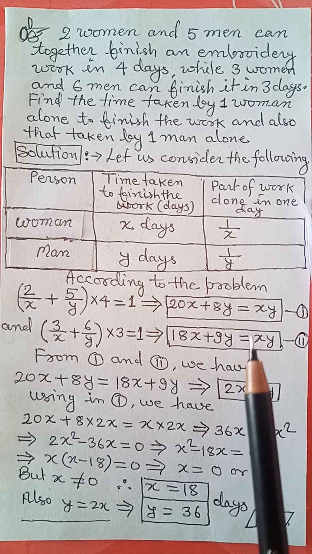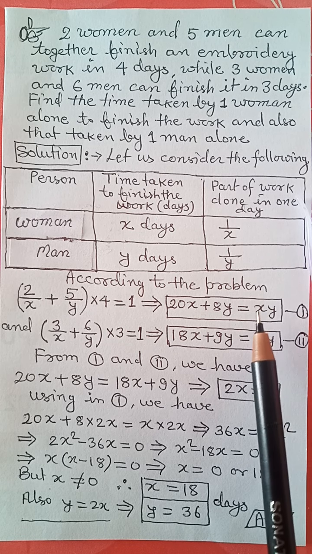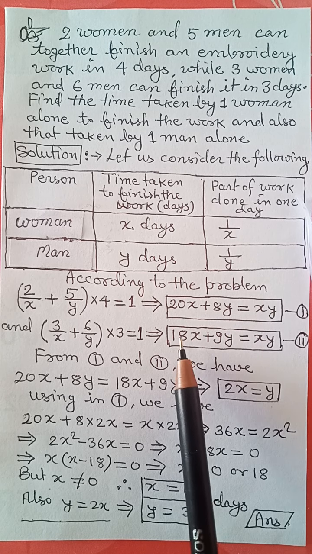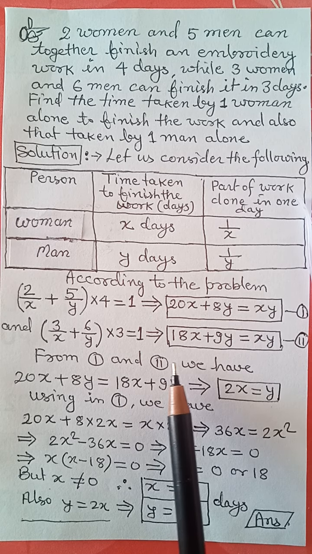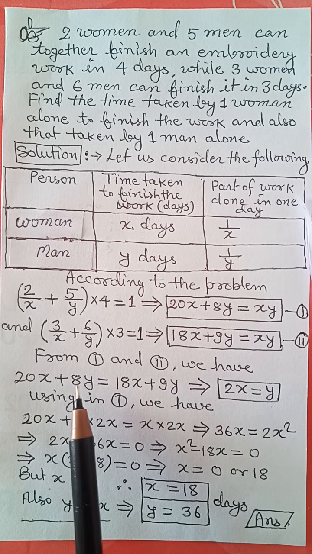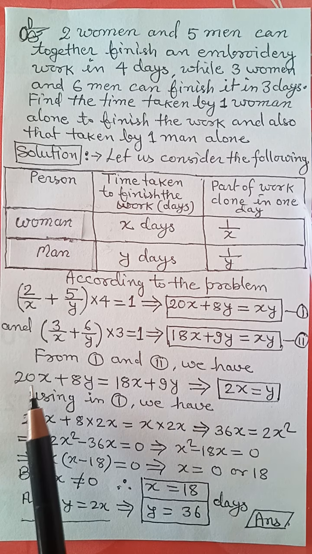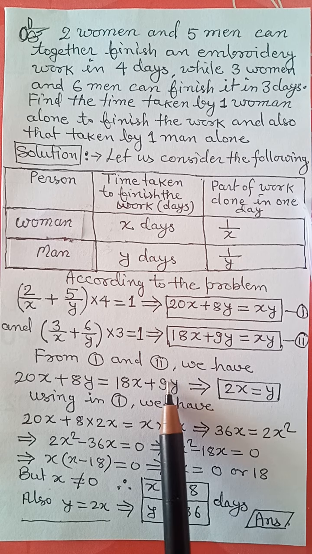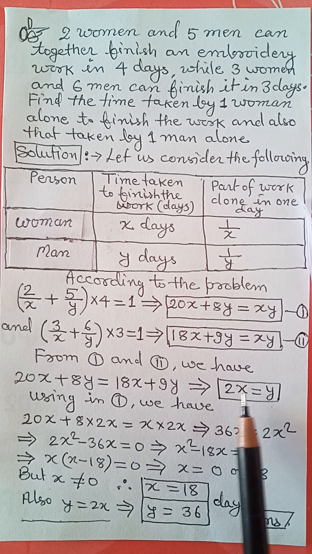Now from first and second equation we see that 20x plus 8y is xy, and 18x plus 9y is also xy. Therefore, from first and second we have 20x plus 8y is equal to 18x plus 9y. Now 20x minus 18x is 2x, and 9y minus 8y is y. Hence we have 2x is equal to y.